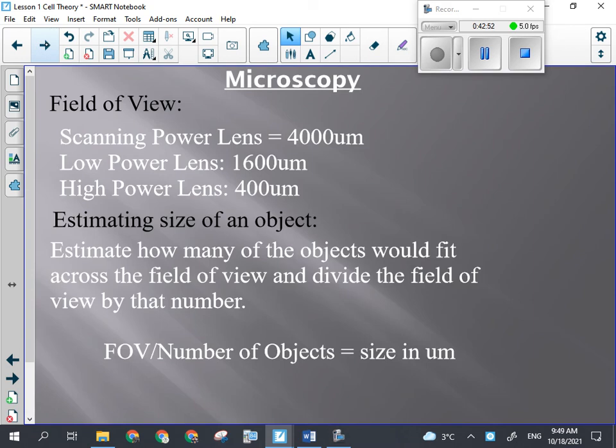Okay, so that's the numbers there. We talked about those already. Estimating the size of an object, we talked about that as well. Like I said, it's just an estimate.